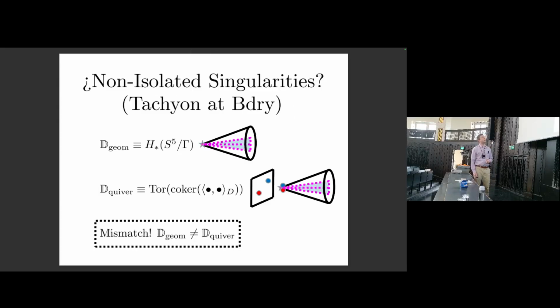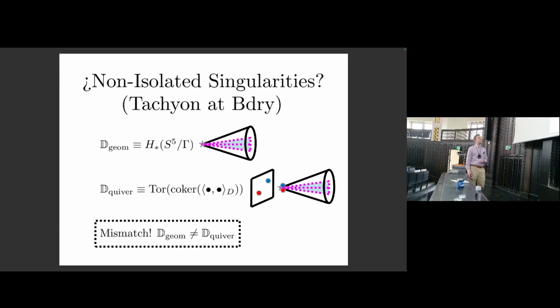What if there's a tachyon at the boundary? Now, something does change. You get 2 answers. You can recompute these 2 things. This is, again, a straightforward task. What you find is that actually now the geometric answer and the quiver answer do not agree. So there is a mismatch.